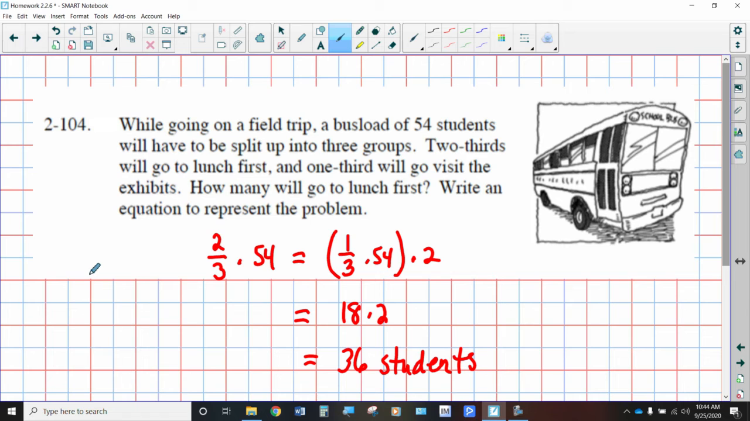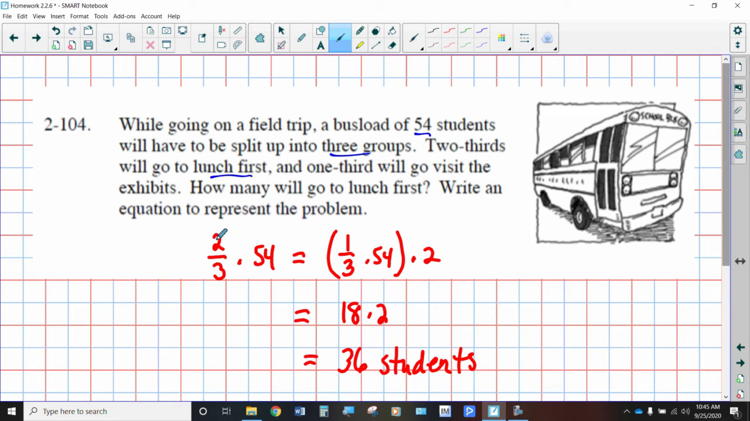All right, so let's apply this to a word problem. While going on a field trip, a busload of 54 students will have to be split up into 3 groups. 2/3 will go to lunch first, and 1/3 will go to the exhibits. So how many students will go to lunch first?